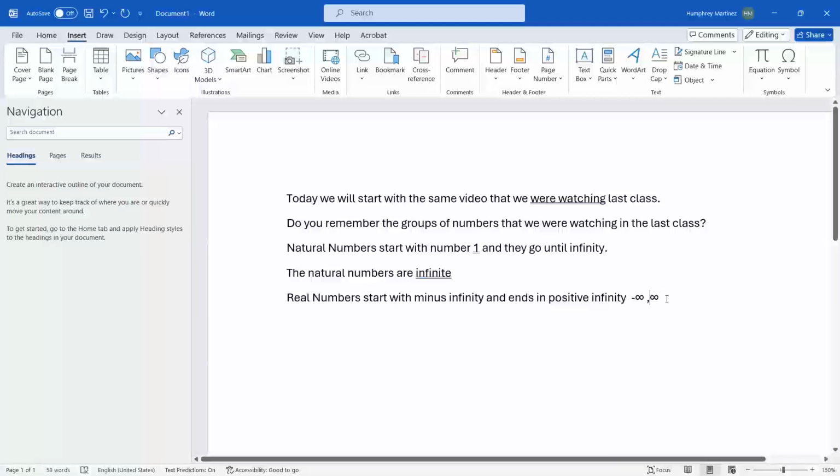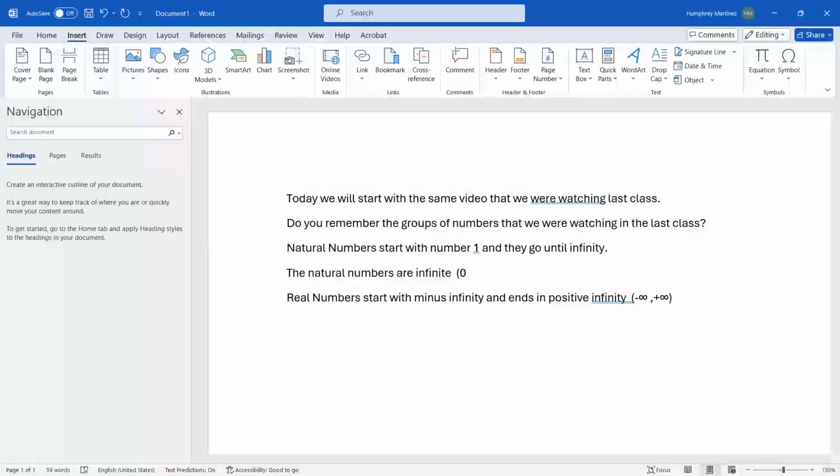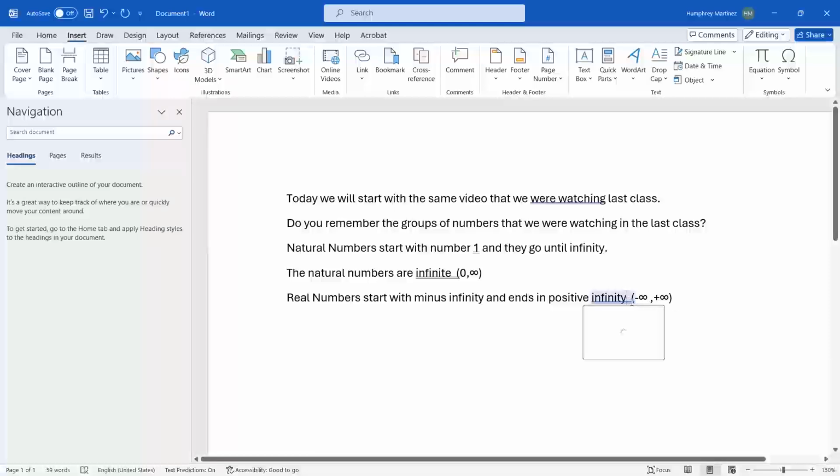Okay, that's how you represent in mathematics the real numbers, because they go from minus infinity to infinity. Do you understand that, Catherine? And this is mathematics. You will use it in university, in college. Then the natural numbers start at zero and end in infinity, and the real numbers start in minus infinity and go to infinity.